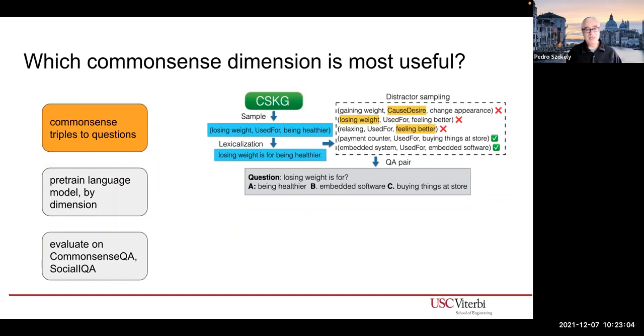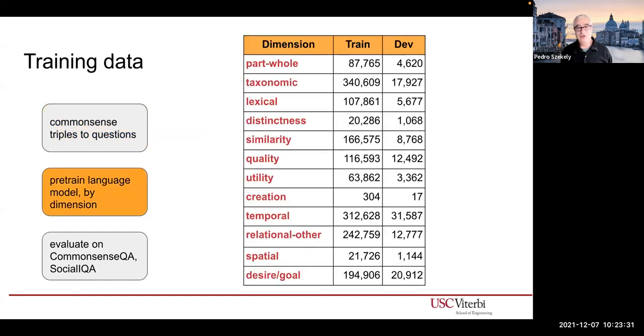So what did we do? We first converted all commonsense triples into questions. You see the question that we generate at the bottom: losing weight is for being healthier, embedded software, or buying things at a store. And we did this for all the knowledge in all the sources.